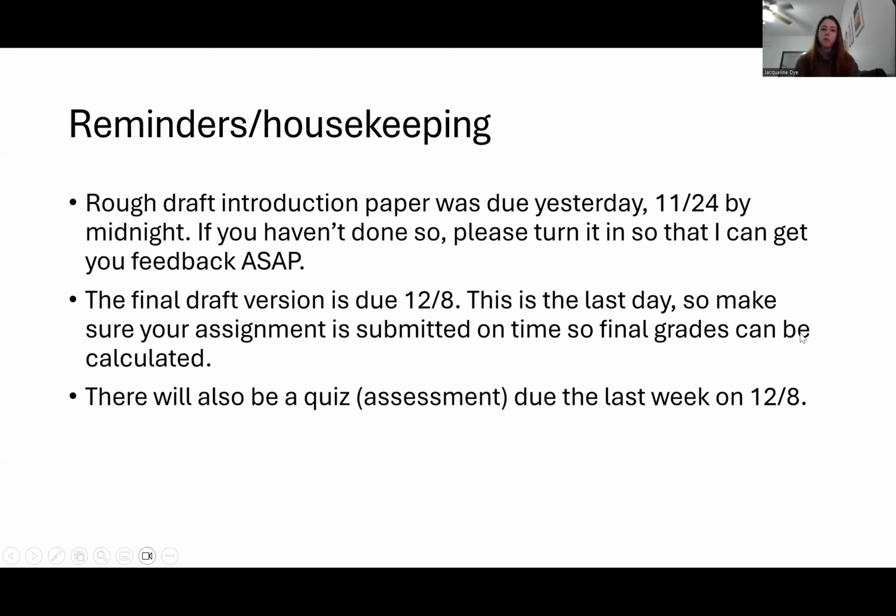Just a couple things before we get started here, just a few reminders and housekeeping items. So the rough draft introduction paper was due yesterday. So if you haven't done so, please turn that in so that I can get you feedback as soon as possible. It's not graded, but I want to see that you've incorporated feedback from the rough draft.